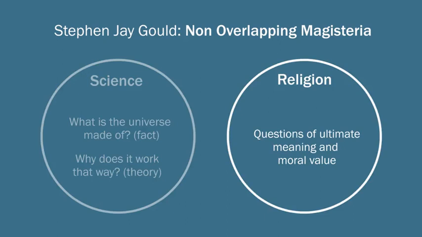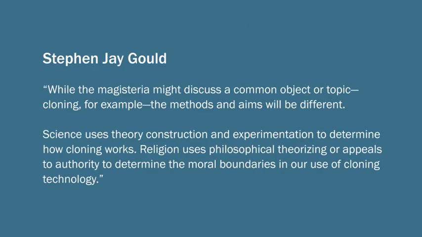So Gould says, to quote, while the magisterium might discuss a common object or topic, like cloning, for example, the methods and aims will be different. Science uses theory construction and experimentation to determine how cloning does or might work. Religion uses philosophical theorizing or appeals to authority to determine the moral boundaries in our use of cloning technology. So as a result, on this view, science and religion are these non-overlapping magisteria, and he designates this view with the acronym NOMA, non-overlapping magisteria, or NOMA as it's oftentimes called.